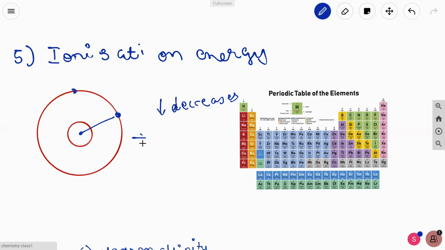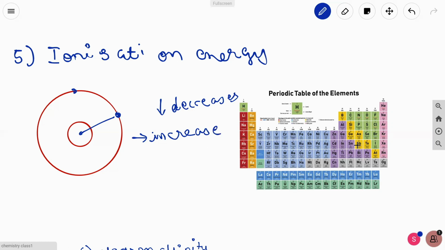And across the period, we know that the nuclear charge increases. The shell number remains the same, so r effectively remains almost the same, and then the Q factor increases. So there's an increase in the force by which it holds the valence electrons. Therefore, across a period, the ionization energy increases because it takes more energy to overcome a bigger force. That is just general knowledge.